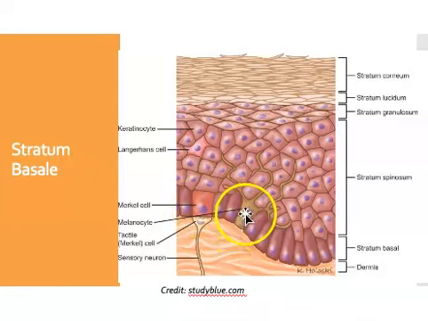Notice how the melanocyte has extensions of its membrane reaching up like little fingers, little tentacles, into the higher layers of cells. Melanocytes are going to produce melanin. They're going to store melanin, and they're going to secrete melanin up into these higher layers.